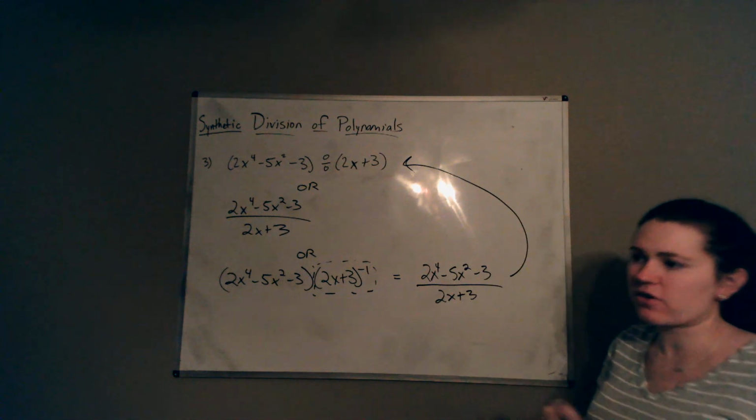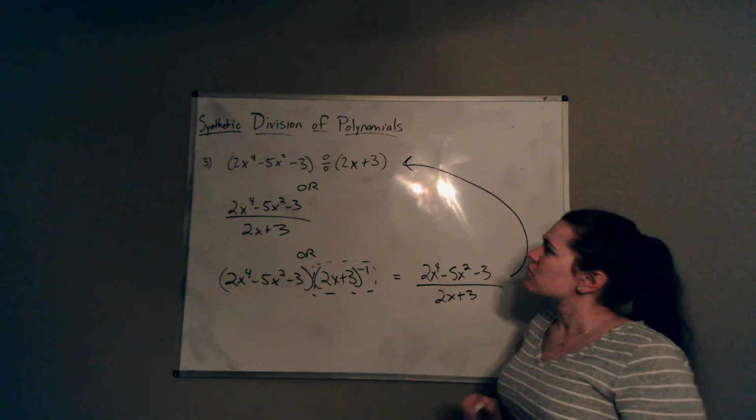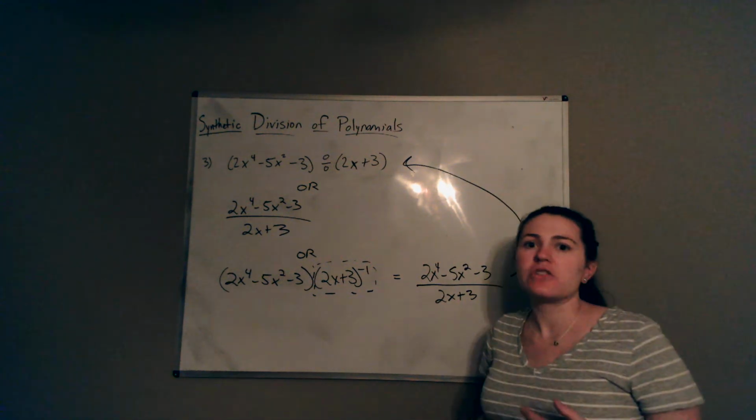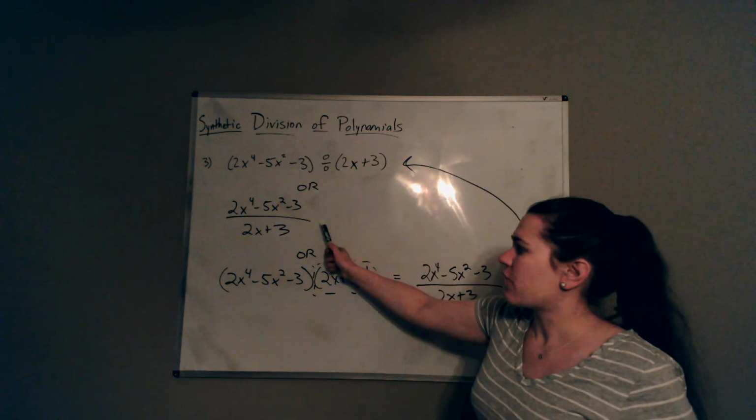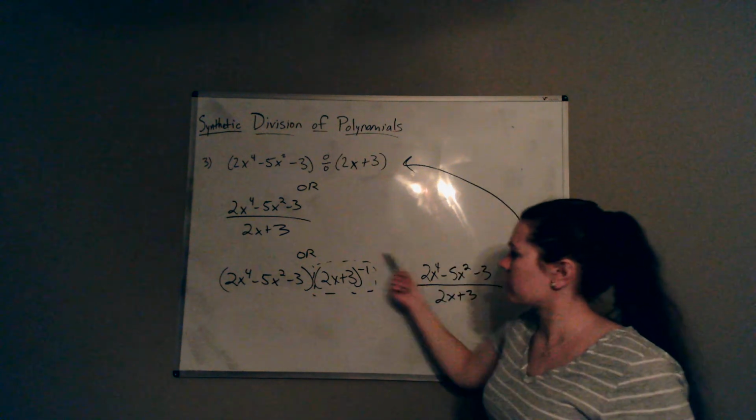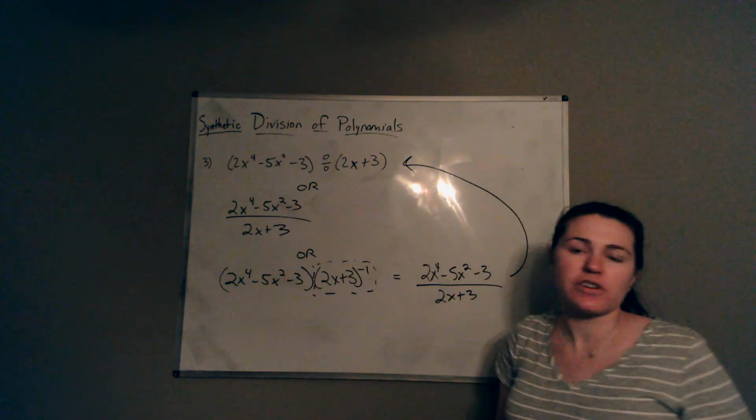So just know that there are a variety of ways that you can write out the expression that still means you are dividing polynomials. So you could just see the division symbol, you could see it as a fraction, or this expression right here is actually division of polynomials.